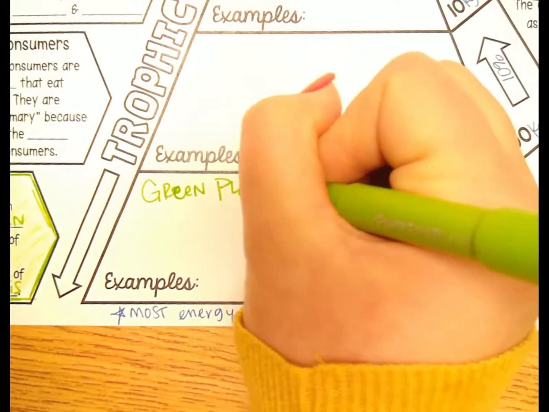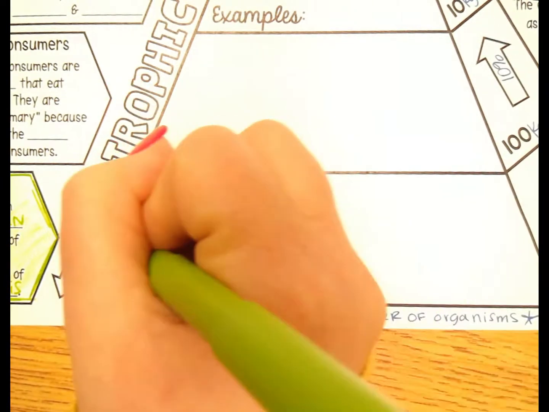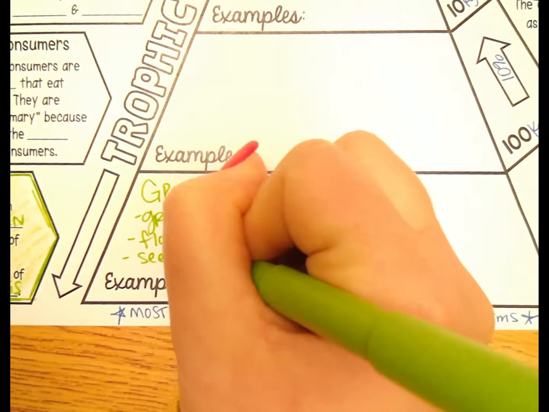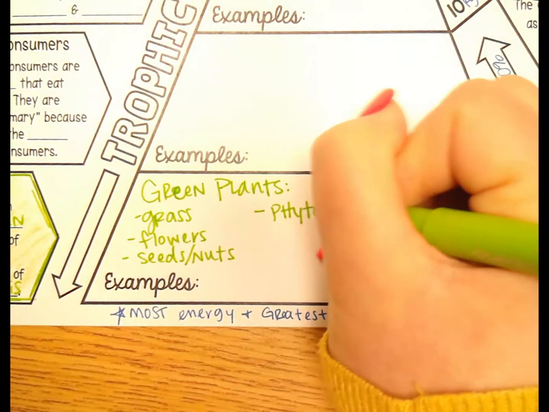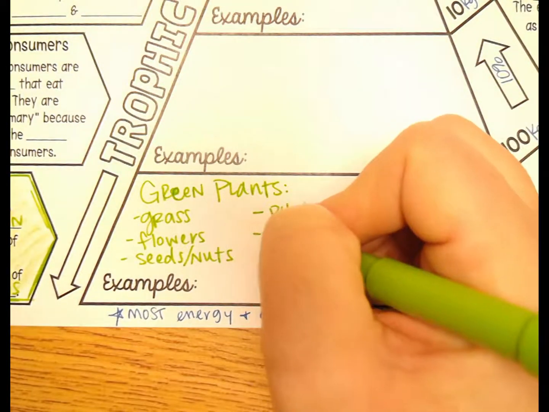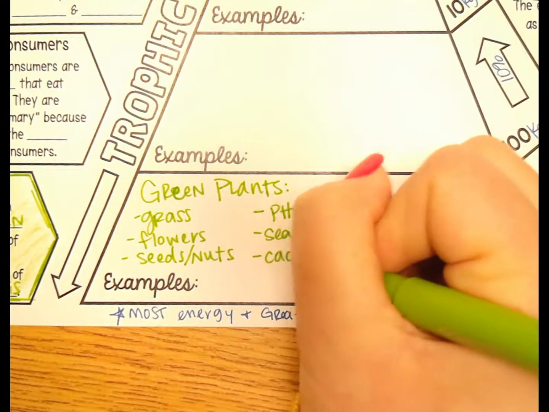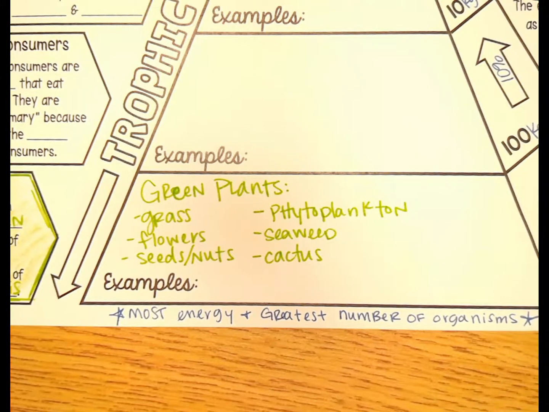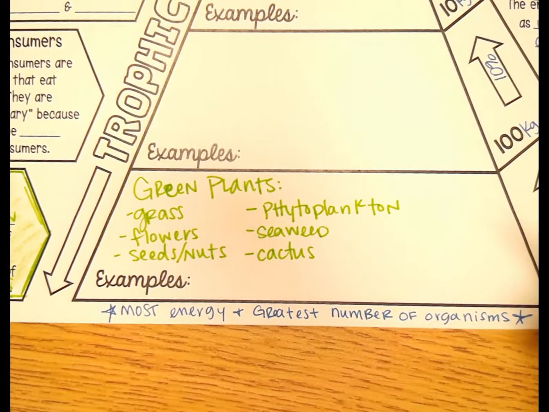plants. And we're going to just list some examples. We can have things like grass or flowers, seeds or nuts. If we're in the ocean, we might have phytoplankton or seaweed. We might have cactus if we're in the desert. Right? There's lots of different options. Is this the only set of producers that we're going to have? Absolutely not. And you're going to get to explore your own version of a food pyramid next week.